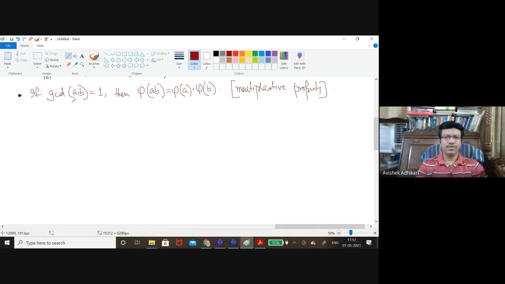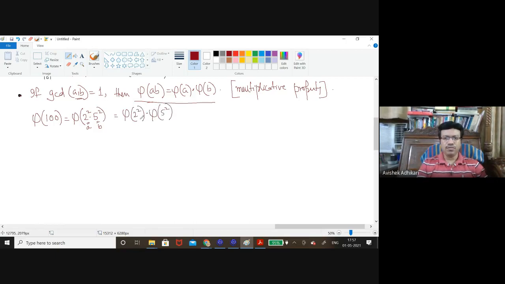So it says that if GCD of A, B equal to 1, then phi of AB equals phi of A into phi of B. What is the importance of this formula? For example, if I ask you the question, what is phi of 100? Now you can easily break it into prime factorization. If I consider this to be A and this to be B, then 4 and 25 are relatively prime. So phi of 2 square into phi of 5 square.